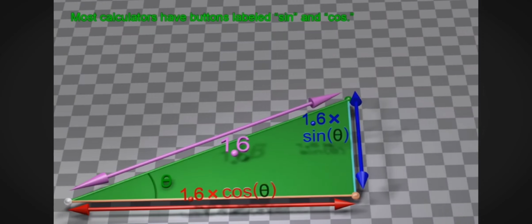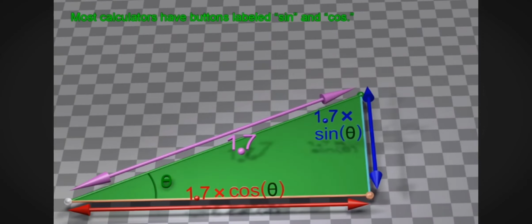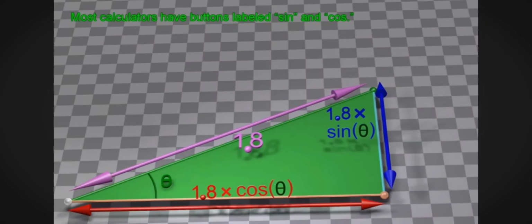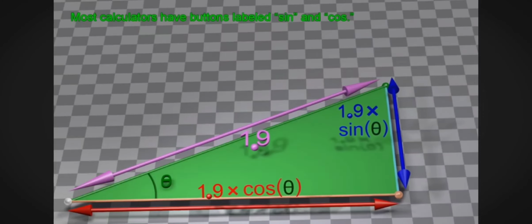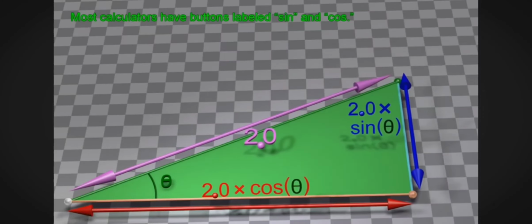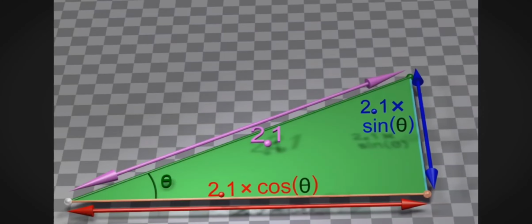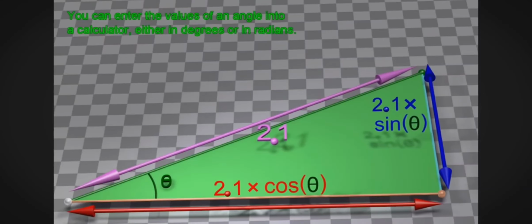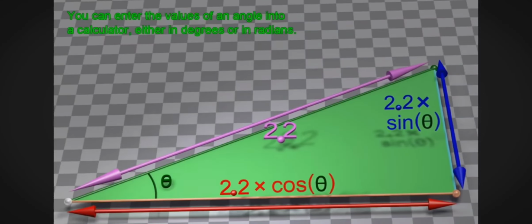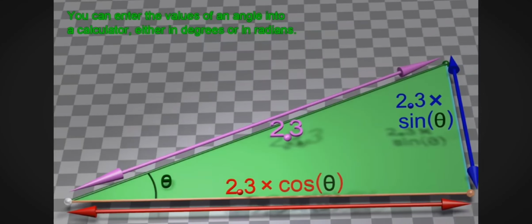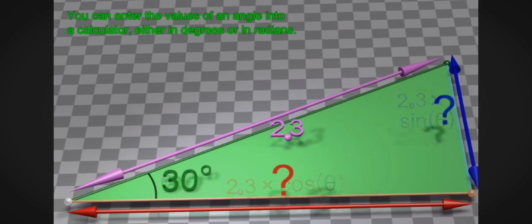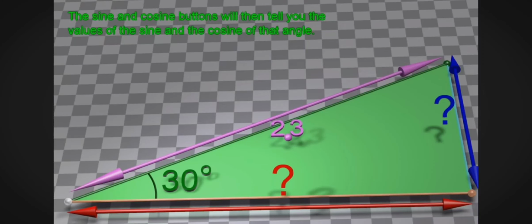Most calculators have buttons labeled sine and cosine. You can enter the values of an angle into a calculator, either in degrees or in radians. The sine and cosine buttons will then tell you the values of the sine and the cosine of that angle.